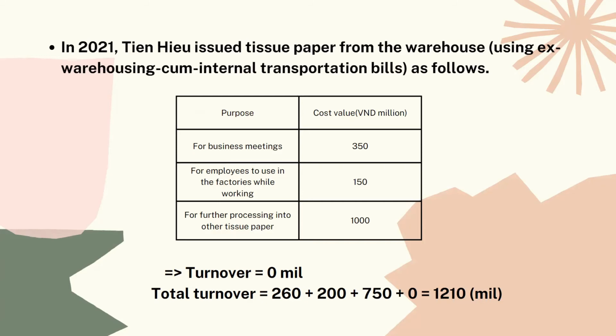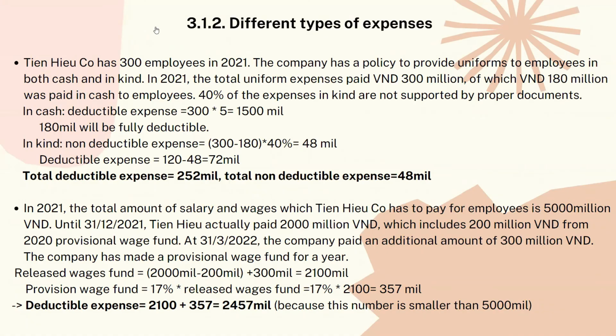So now Ling will present about the types of expense. Thank you, Hồng Anh. So now I will present about the different types of expenses. First of all, Tiền Hiếu has 300 employees in the year, and the company has a policy to provide uniforms to employees in cash and in kind.